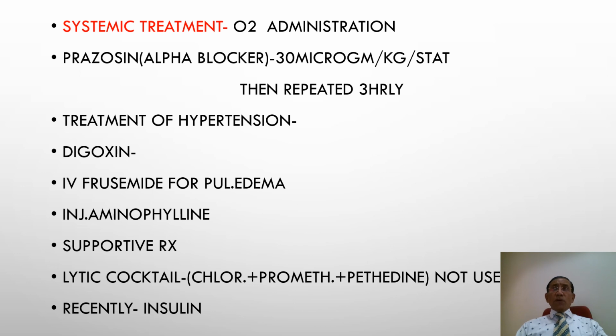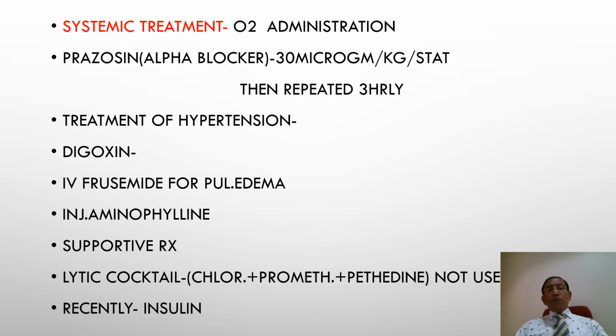For systemic treatment, one can give oxygen. The drug of choice is prazosin. It is an alpha blocker and has literally changed the management of scorpion bite. 30 micrograms per kilogram is given stat, and then one can repeat if needed after 3 hours. Treat hypertension. If the patient is in congestive cardiac failure, one can use digoxin. If the patient has an associated pulmonary edema, then one can use furosemide. Aminophylline also, if the patient has bronchospasm and congestive cardiac failure.